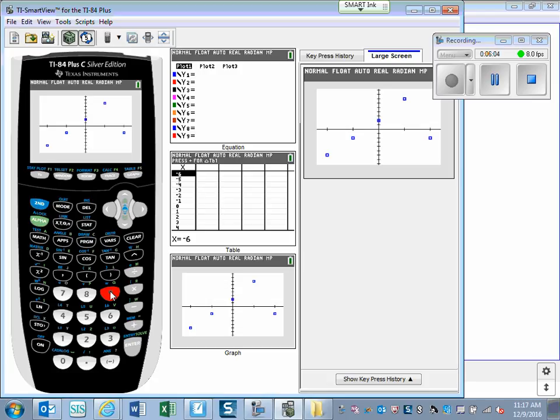So what do you think this model is? How do you turn your plots on? You press enter, and then it's on. So you're done. Now zoom, 9.